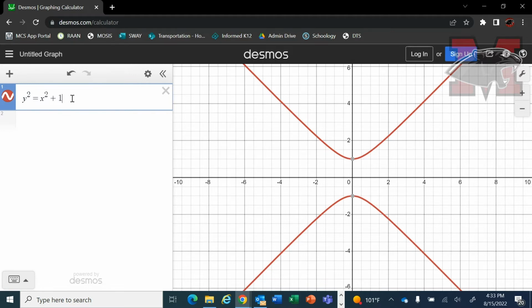What happens if you change some numbers? Change the value of 1. Change the value of 1 for the y. Change the value of 1 for the x. And change the value of 1 in the coefficient here. And see what happens to the graph. Just take a few minutes and play around with it.